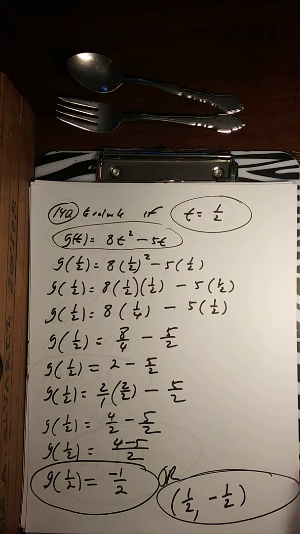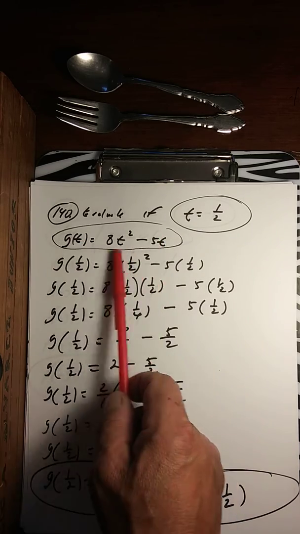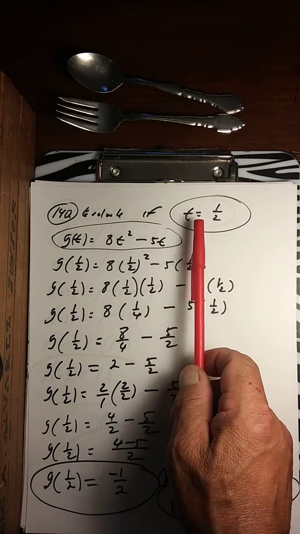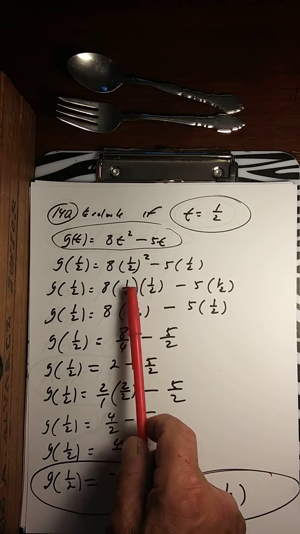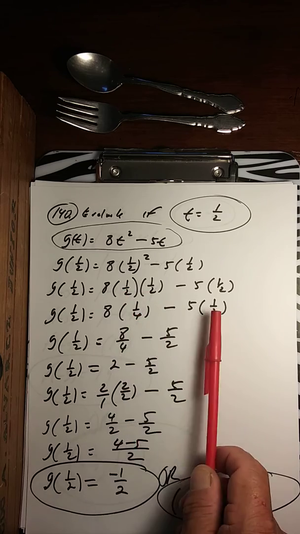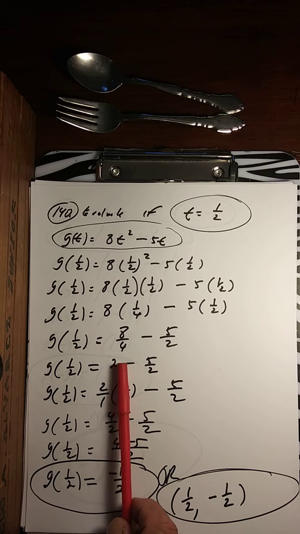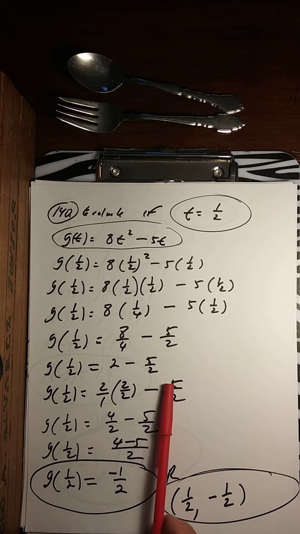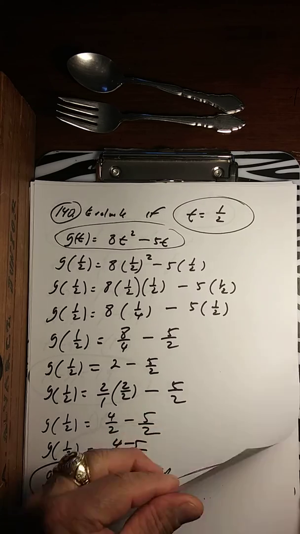Another function. So g of t equals this. Put a half in there, 1 half. So 1 half times 1 half squared means 1 times 1 is 1, 2 times 2 is 4. And then we have 8 over 4 minus 5 over 2. But that's going to be 2 minus 5 over 2. Fix it: 2 is 4 over 2, minus 5 over 2. 4 minus 5 over 2 is going to be negative 1 half. So at 1 half, you end up with negative 1 half for this function right here.